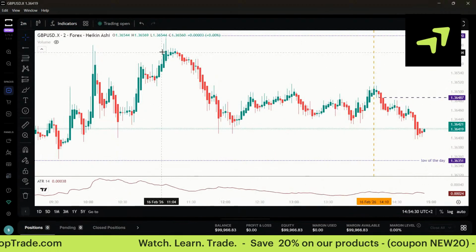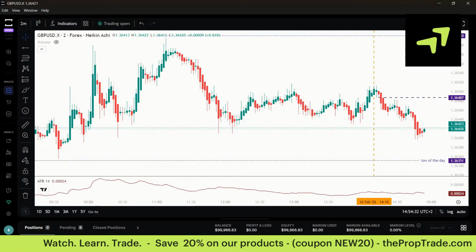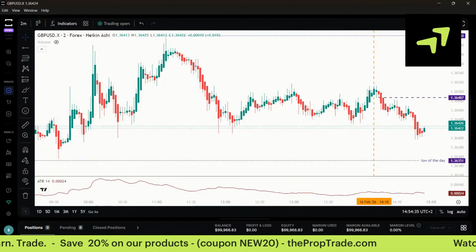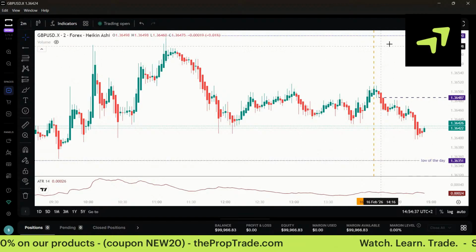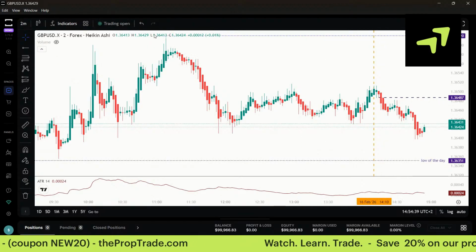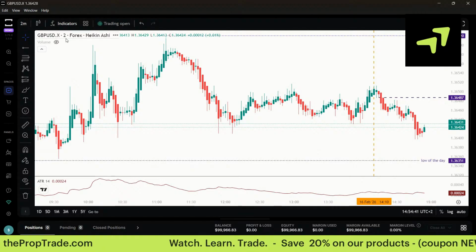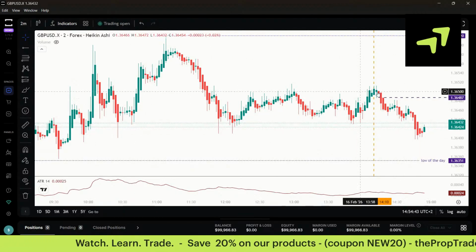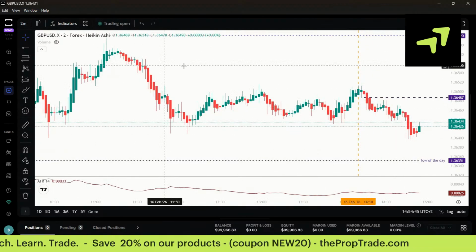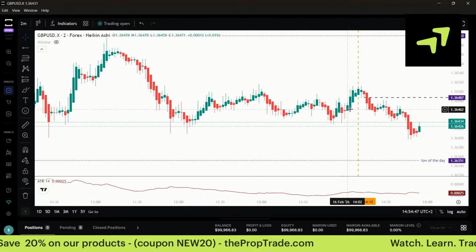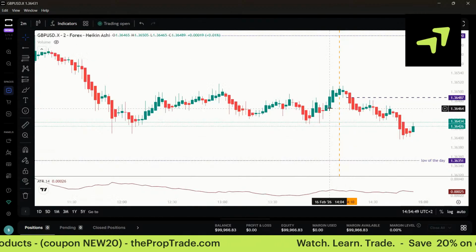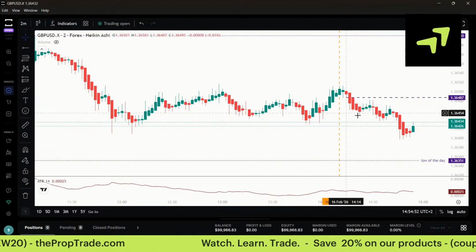This is cable, so it's pound against the US dollar. It's a 2 minute time frame. Can you see that yet? There, 2 minute time frame today. So these are Heikin-Ashi candles on the 2 minute time frame, so each candle is 2 minutes. Green means up, red means down.